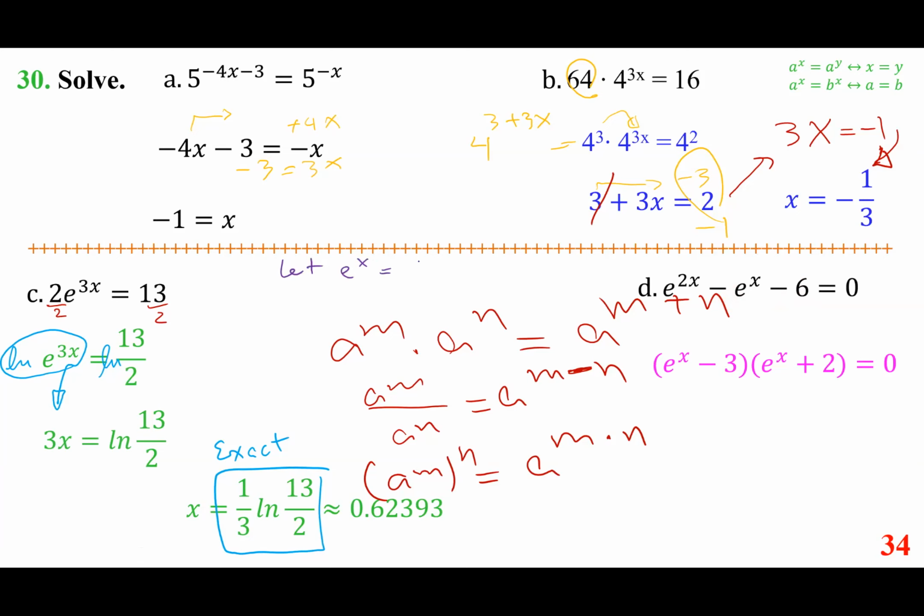e to the power of x, let's say, be y, which means e to the power of 2x is y squared. And so now this one becomes y squared minus y minus 6 equal to 0. And you factor this one into y minus 3, y plus 2. In any event, it's just a matter of fact. So the first one says e to the power of x is 3. The second one says it's -2.